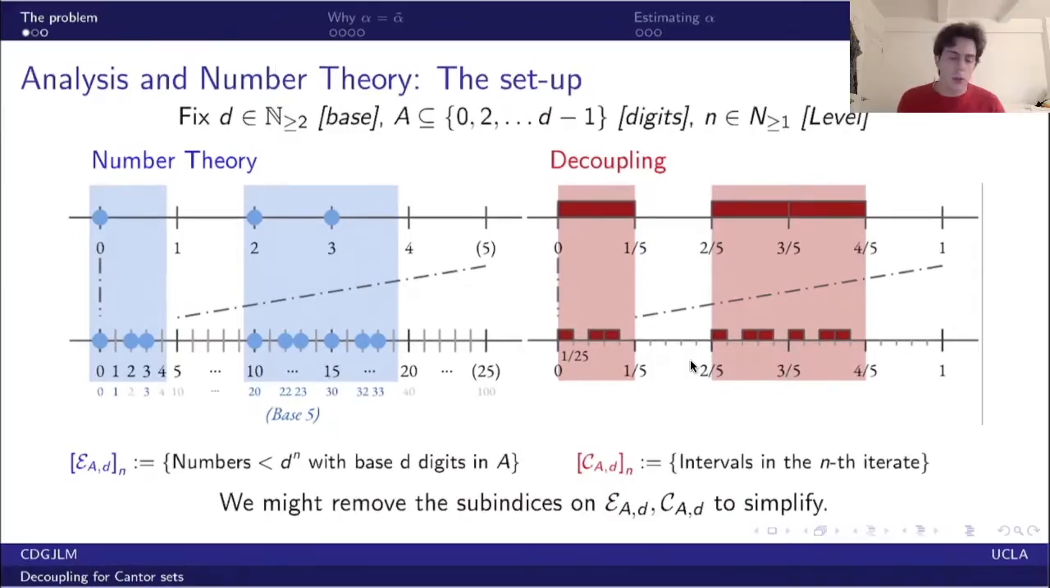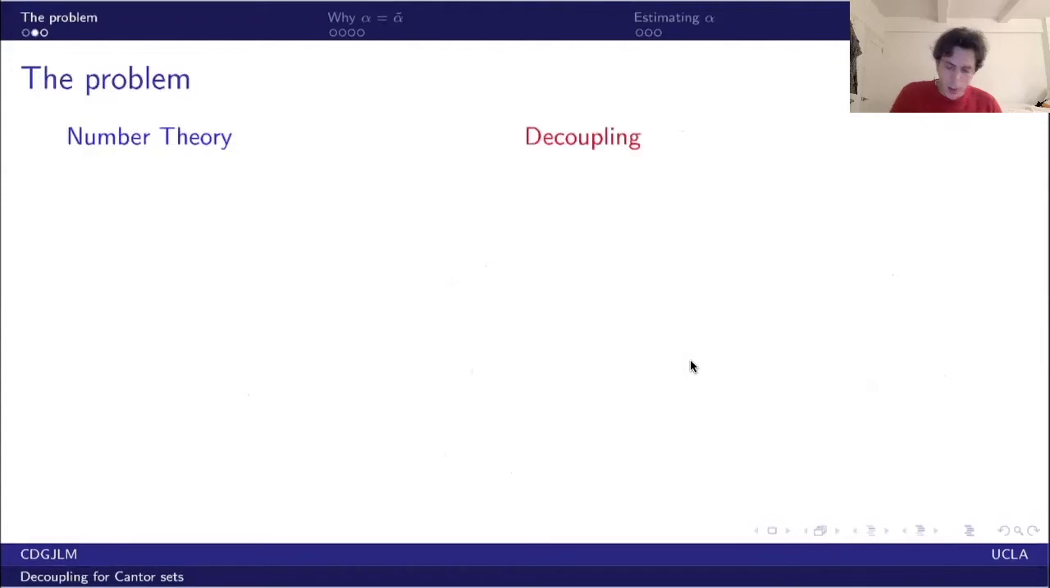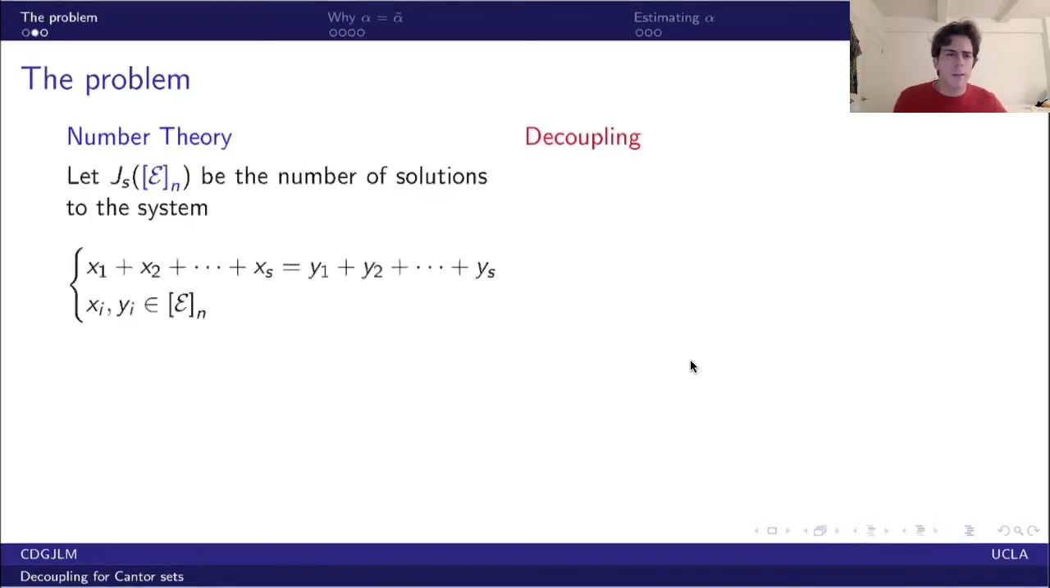So again, we'll have two different problems, one problem in number theory and one problem in decoupling. And I'll start with the number theory one. We're trying to count solutions to a certain system. So at the beginning, it's just a linear problem. We're trying to count in how many different ways you can find the same solution by summing s different elements from your set. And you just want to estimate this number, the growth of these numbers.